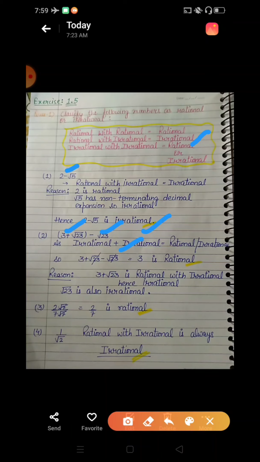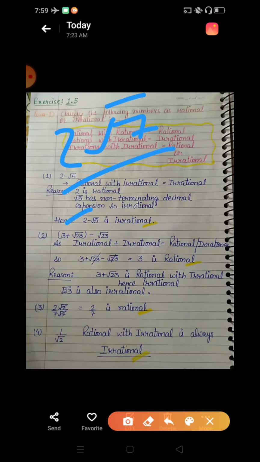So we will solve this. 3 plus root 23 minus root 23. So root 23 cancels. We will come with 3. And 3 is a rational number. So this is rational. Next one, 2 root 7 over 7 root 7. Here both are irrational, because root 7 is irrational. So root 7 cancels. So we will be left with 2 by 7, and 2 by 7 is a rational number. 1 by root 2.